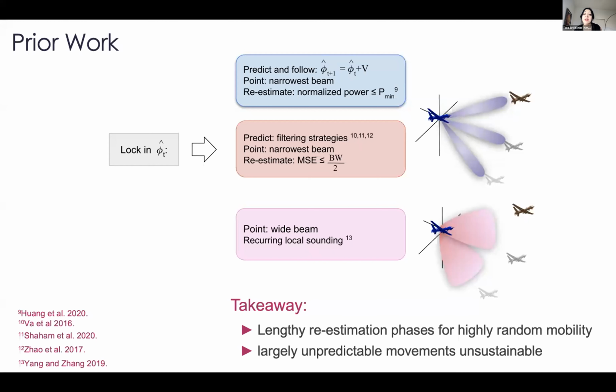There is an alternative approach where you widen the beam. Instead of working with the narrowest beam, you widen the beam somewhat to accommodate for mobility in that range. And then when you lose track of the transmitter, you do recurring local sounding to find it. So the takeaway is that you can do a lengthy re-estimation phase to account for highly random mobility, and unpredictable movements are really the pain point for all of these methods.